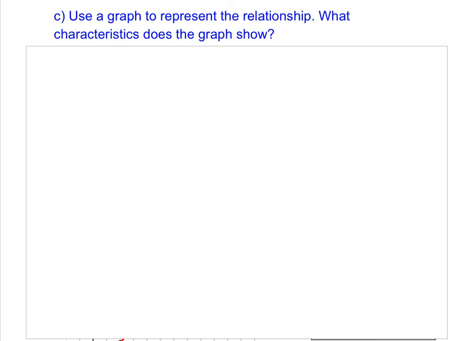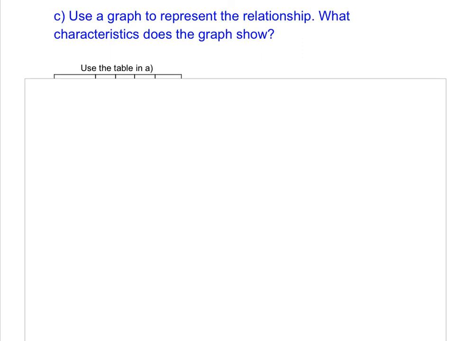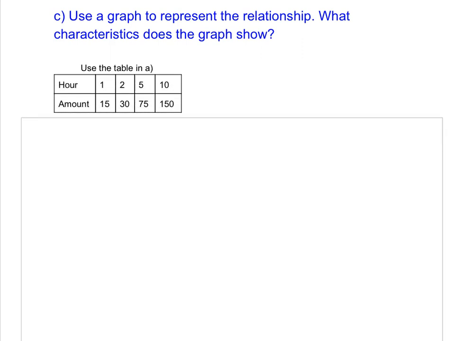Okay, we will use a graph to represent the relationship and find out the characteristics from the graph. Okay, in order to graph the relationship, I'm going to use a table with some values to help me find those points. Again, I can use the same table that I used for part A. So remember, I got these values. If he worked 1 hour, then he earned $15. 2 hours work, $30. 5 hours work, $75. 10 hours work, $150. So I'm going to use these to help me graph the relationship.